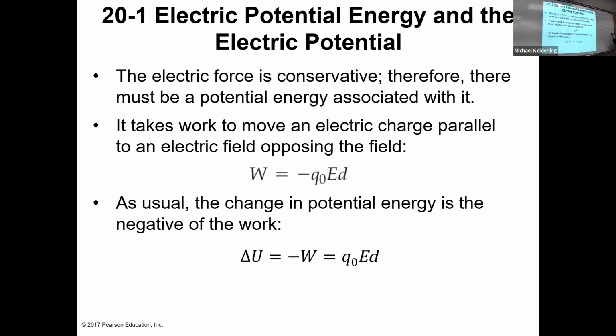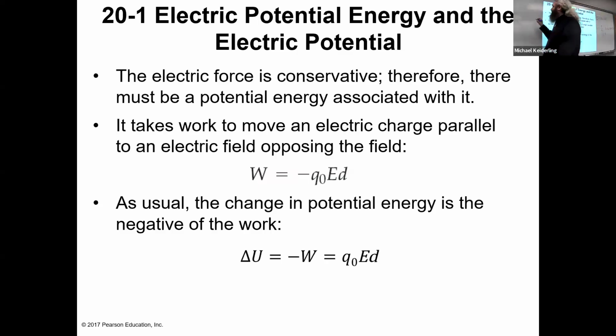It has all the properties of a conservative force, so it has a potential energy associated. It takes work to move an electric charge parallel to an electric field, opposing that field. So the work against an electric field is minus the charge you're moving times the electric field times the distance you're moving it over. This is assuming you're moving this opposite the direction of the electric field.